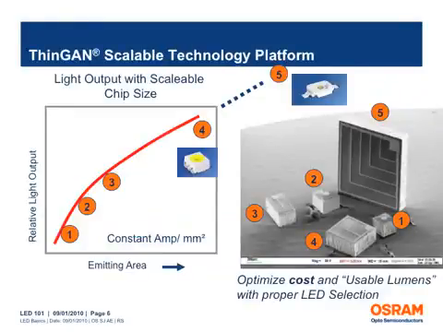The thin film, or thin-GaN, technology is scalable with the chip size. The relative light output from the semiconductor chip increases almost linearly with the emitting area. This enables optimization of the usable lumens and cost with the appropriate chip size.